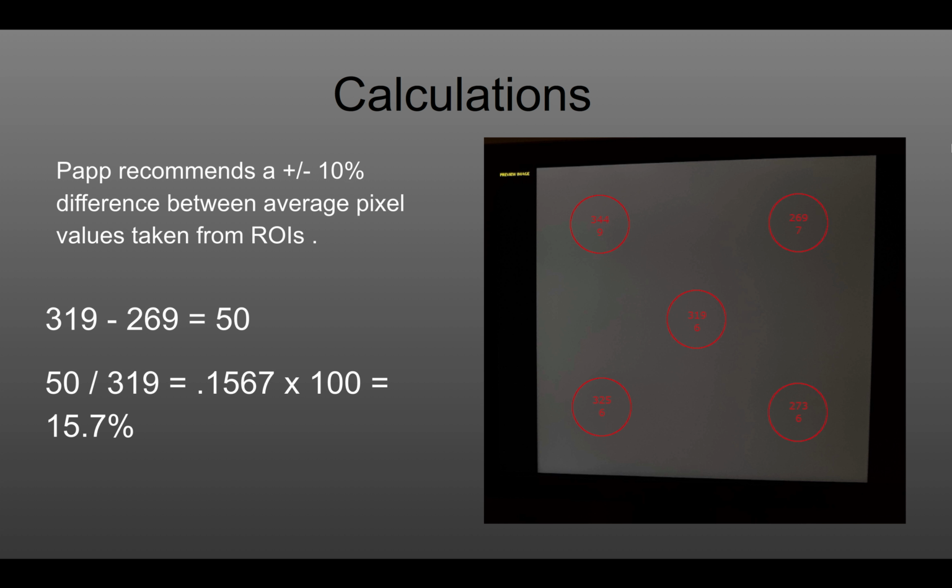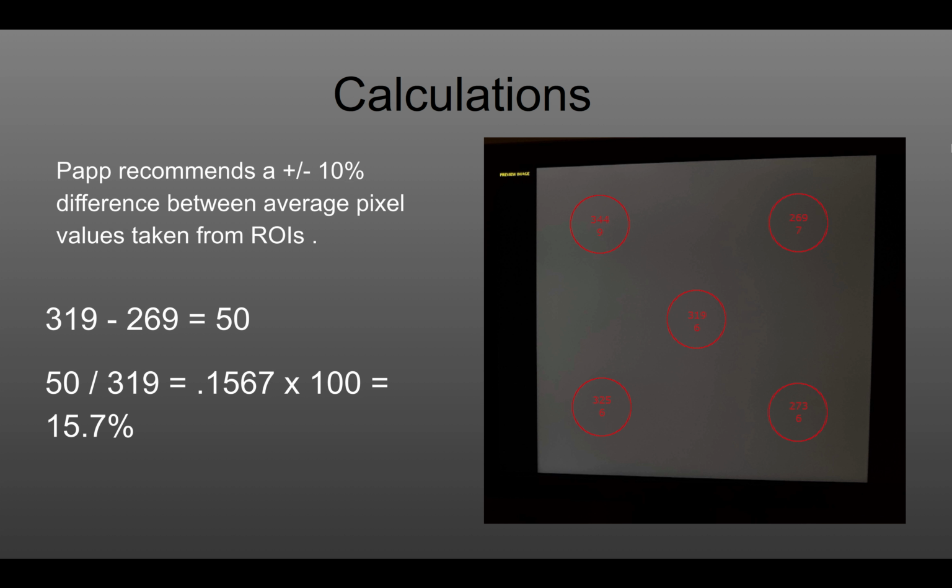To evaluate the uniformity of a flat field exposure, region of interest, ROI, samples are taken from each corner and the center of the image. The top number in each ROI is the average pixel value, and the bottom number is a standard deviation, or how much the pixels vary in that ROI. The average pixel value for the entire image here is 308, and the standard deviation is 33.